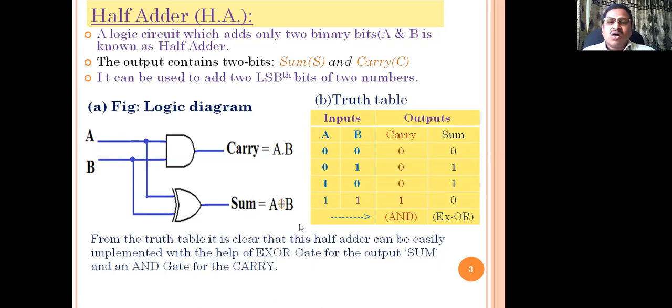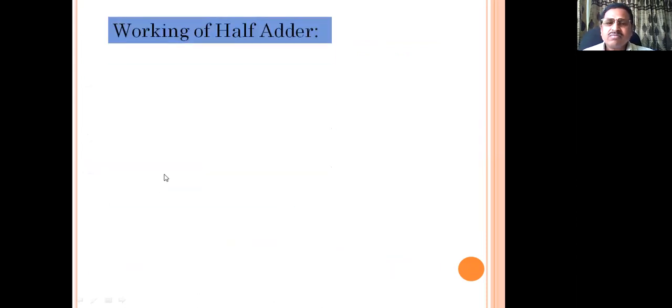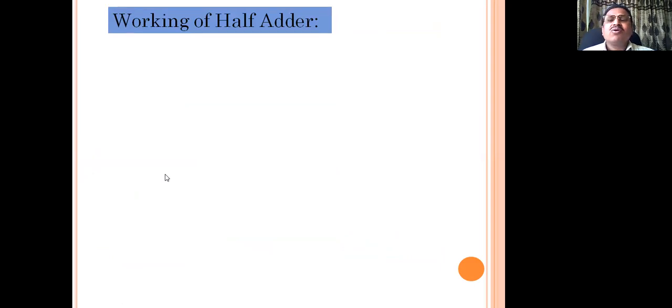Thus we have got a logical circuit using an AND gate and a 2-input XOR gate, which can perform the arithmetic operation of addition of 2 binary bits, known as a half adder. Let's see about its working. With the help of a truth table, we can understand the working very easily.